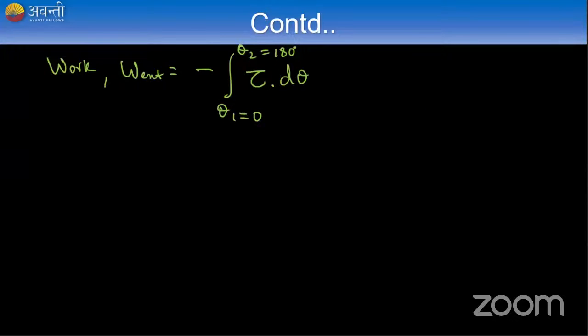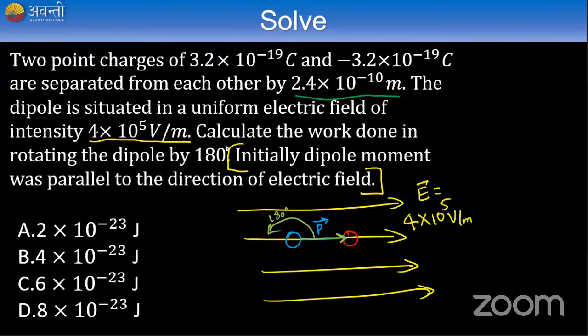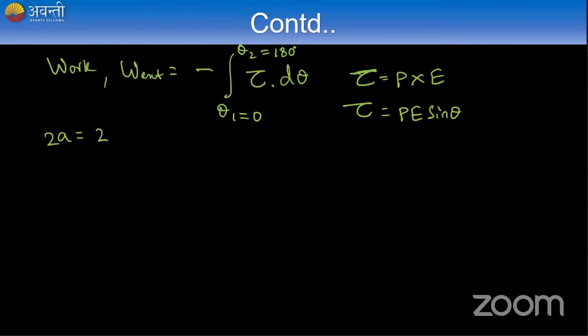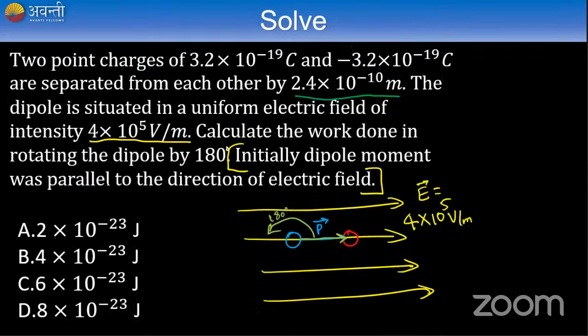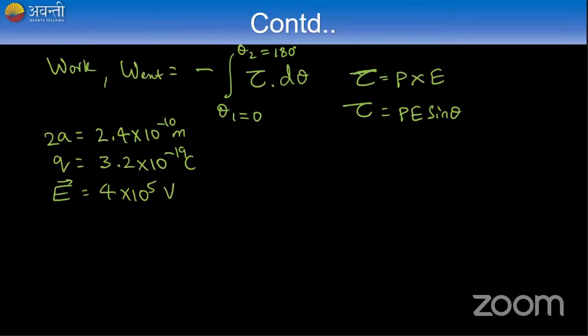So what is my tau, guys? What is my torque? We know torque tau is equal to P cross E, or tau is equal to PE sin theta. So what were all given to us? We are given E, P and Q. Sorry, we are given 2a. 2a is equal to 2.4 into 10 power minus 10 meters. Q is equal to 3.2 into 10 power minus 19 coulomb. And electric field E is equal to 4 into 10 power 5 volts per meter. So these were given to us.